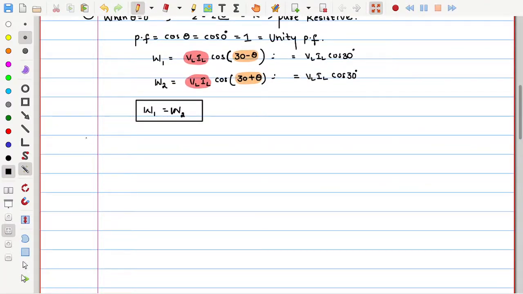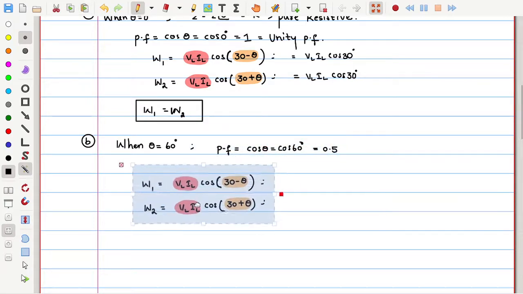In the same way, let us proceed to the other case, when theta is equal to 60 degrees. So what do we get? Check it. When theta is equal to 60 degrees, how much is the power factor? Power factor is equal to cos theta, which is cos of 60. How much is cos 60? 1 by 2, which is equal to 0.5. Now, with this theta, let us again cross verify what W1 and W2 are.